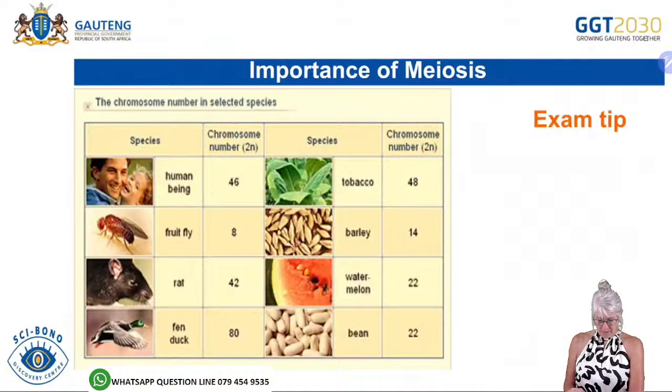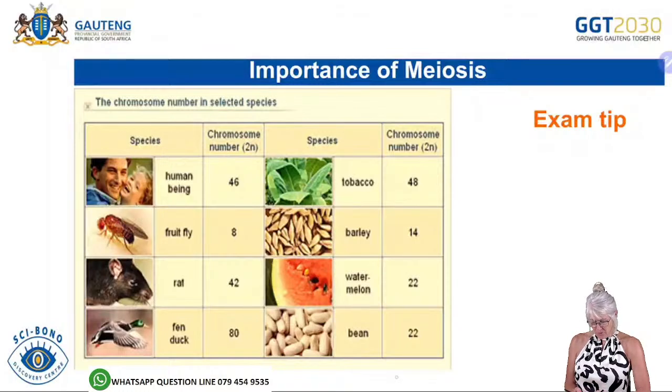carefully. Because if we look at different organisms, a fruit fly only has 8 chromosomes, whereas humans have 46, as we've said. A rat has 42. A fen duck, which is the one we were talking about before, had 80. Tobacco has 48. Barley has 14. Watermelon has 22. And a bean has 22.